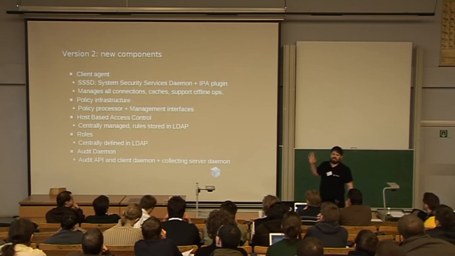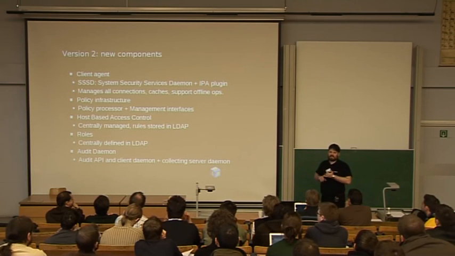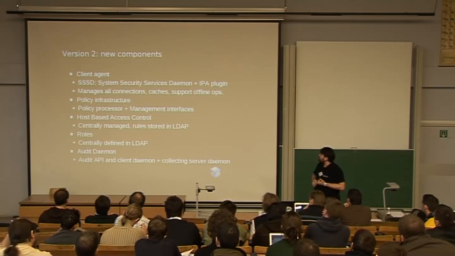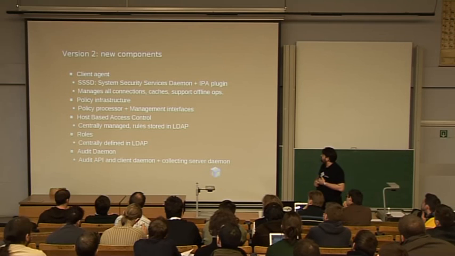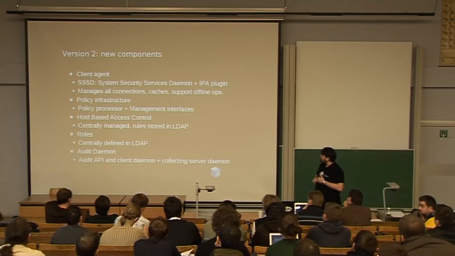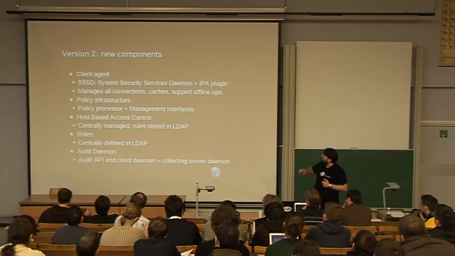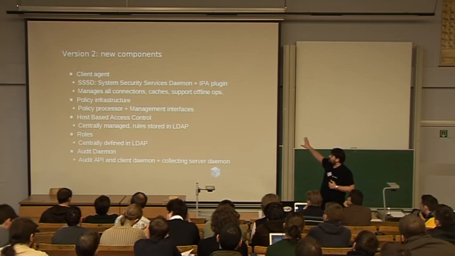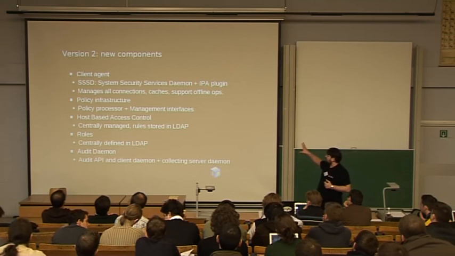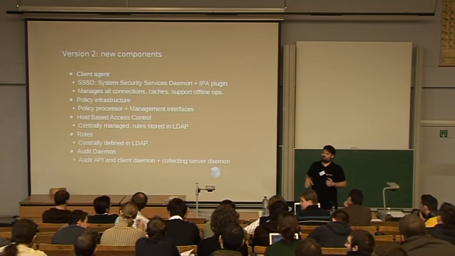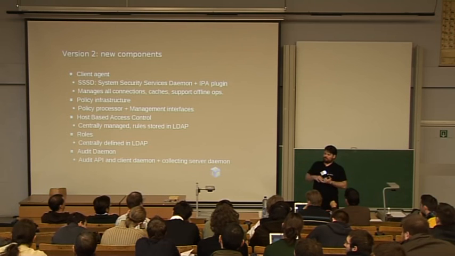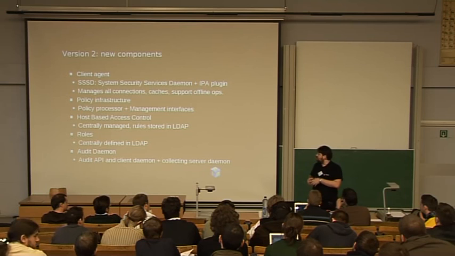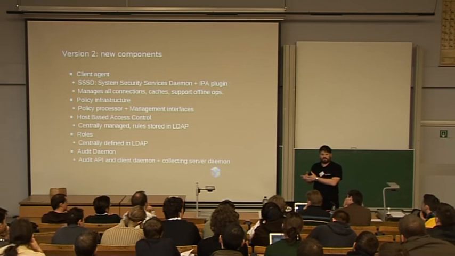Okay, that was version one, and as I told you, it lacks policy and audit. So what do we have in version two? Well, in version two, we have a few interesting things. The thing that I'm working on at the moment is SSSD, the System Security Services Daemon, plus an IPA plugin. That daemon is a client agent that is able to combine Kerberos authentication, LDAP queries, and policy queries in one piece, do caching, and do offline operations.